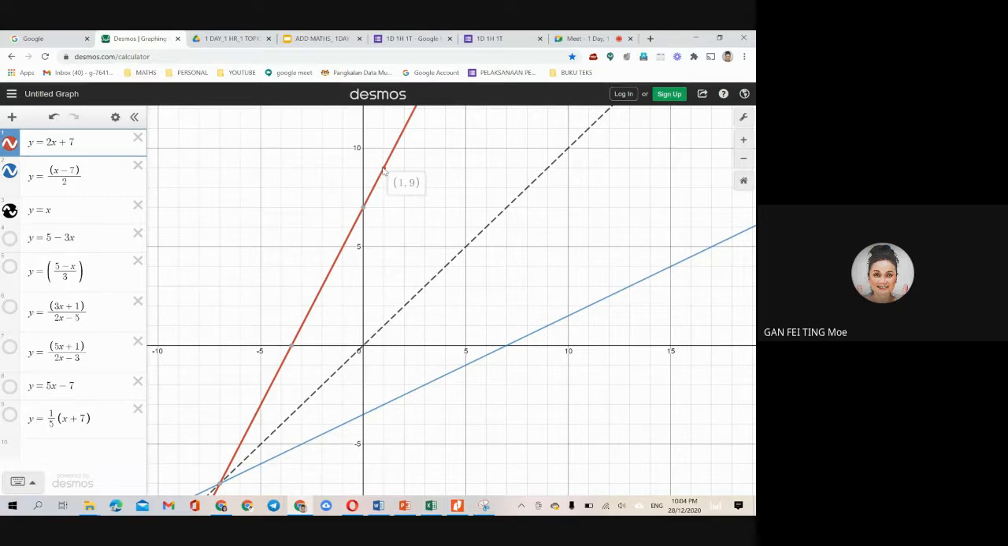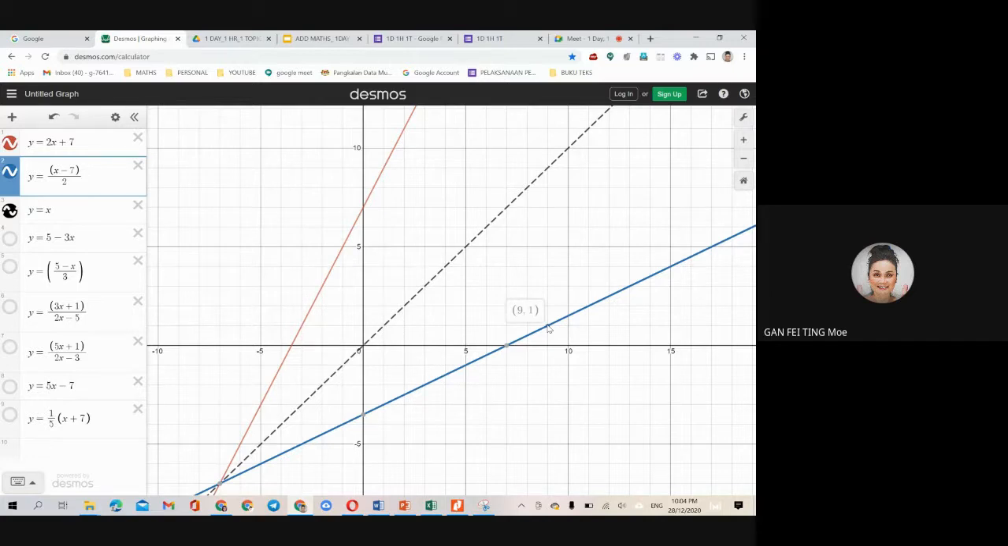Yes or no? Yes. Okay, you see my 1, 9. So on the red line, when it is reflected, it will be 9, 1. Okay, I move a little bit because I couldn't get it. It's here. 1, 9, 1. Just now was 1, 9. Now 9, 1.